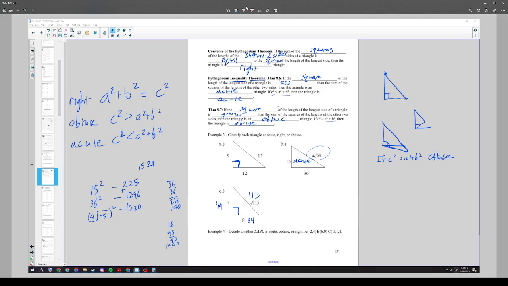Okay, decide whether this is acute, obtuse, or right. So basically, we need to find the lengths of each of those sides. So we could also find slopes, but since we're doing Pythagorean, we want to do distances here. But we could very easily do the slopes of these three and see if there's a right angle in there. Anyways, my distance from A to B, I go 8 and I go 4, so 8 squared plus 4 squared. And then from B to C, I go 11 squared plus 2 squared.